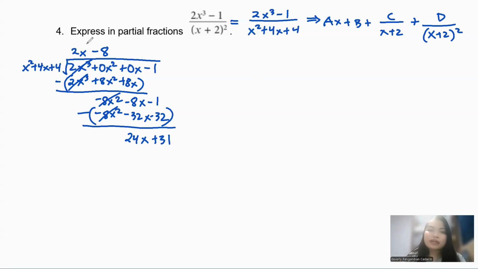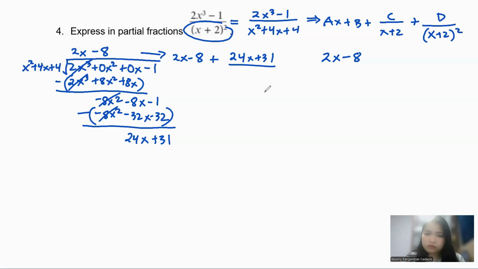And that's the format. And you know, this 2x minus 8, the quotient when you are doing long division, is the linear answer from dividing cubic by quadratic. And therefore, I already know my a and b, 2x minus 8. And actually, you can write this one in this way: 2x minus 8 plus the remainder, 24x plus 31 over your divisor, which I'm going to just use, yeah, x plus 2 squared.